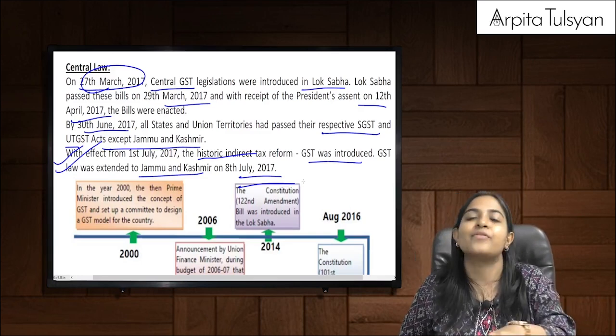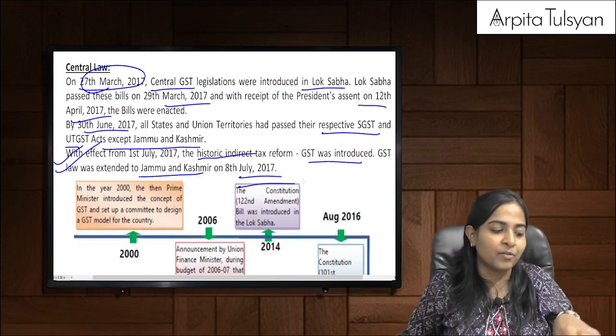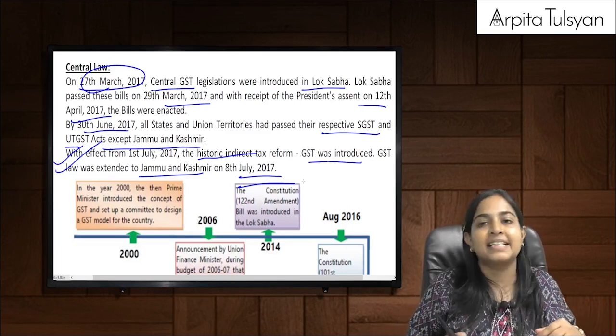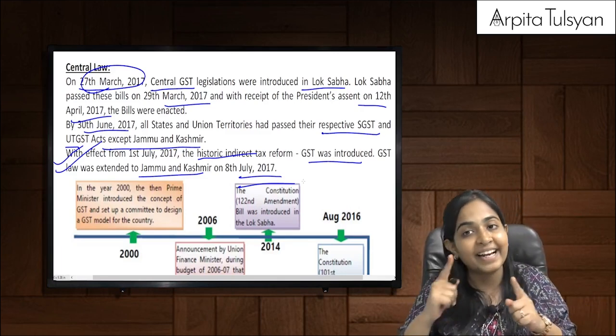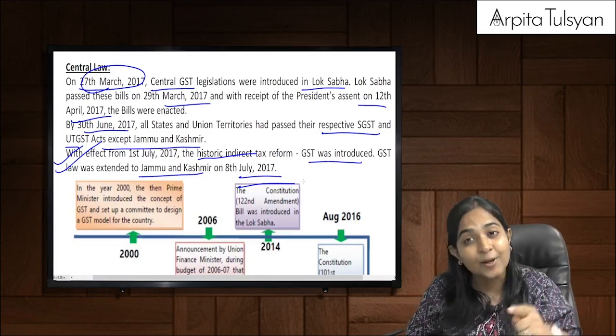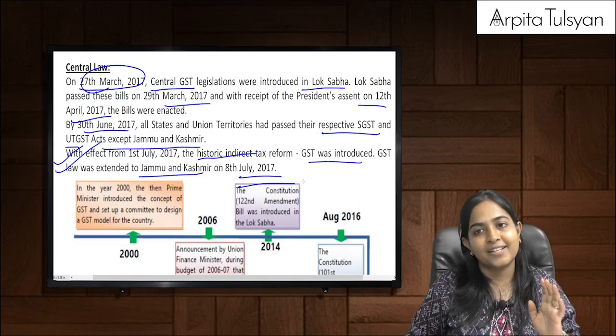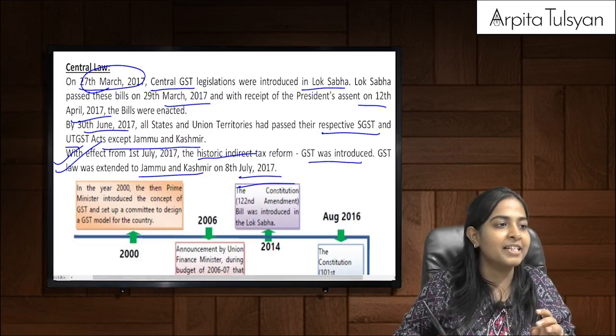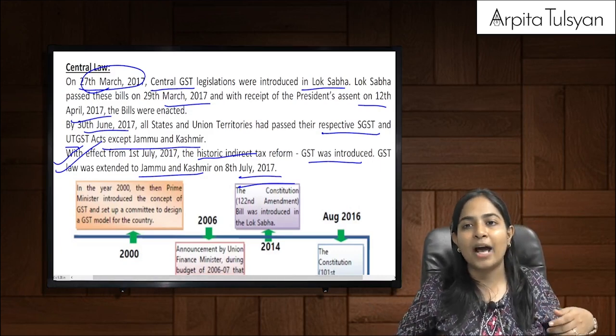And now that's why it was said above that GST is applicable to the whole of India. And at that time itself, I had clarified that it is applicable to the whole of India, including the state of Jammu and Kashmir. Are you clear with this? Yes. So what happened till now?